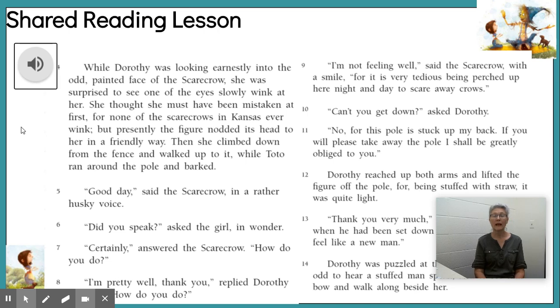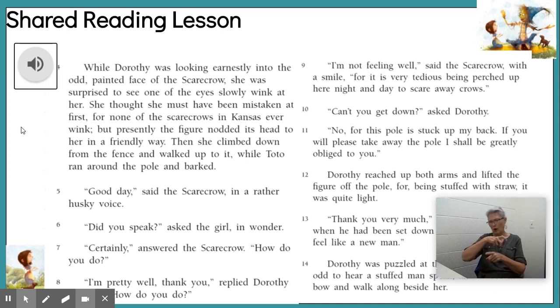Let's now finish the second half of the text. Paragraph 4. While Dorothy was looking earnestly into the odd painted face of the Scarecrow, she was surprised to see one of the eyes slowly wink at her. She thought she must have been mistaken at first, for none of the Scarecrows in Kansas ever wink. But presently, the figure nodded its head to her in a friendly way. Then she climbed down from the fence and walked up to it, while Toto ran around the pole and barked.